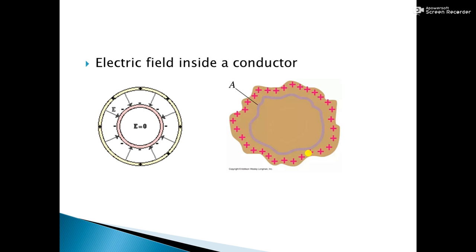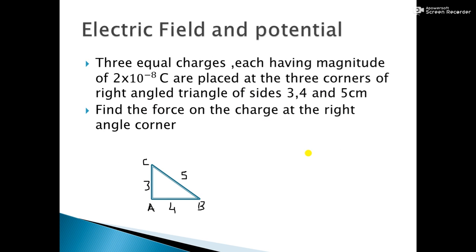Whenever a conductor is placed in an electric field, some of the free electrons redistribute themselves on the surface of the conductor. Thus, there is no electric field inside a conductor in electrostatics. Please remember this. We will take some example.